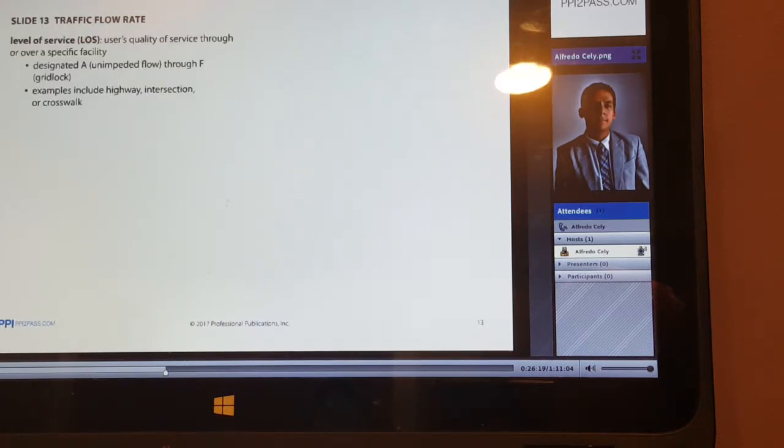And here comes a key measurement of our traffic capacity, which is the level of service, which is the quality of service on a specific facility, or through a specific facility, that is experienced by the user of that facility. Now, levels of service are graded as you would grade an elementary school paper. They're graded from A through F. And of course, A means that's an A plus student. That's when you have unimpeded flow.